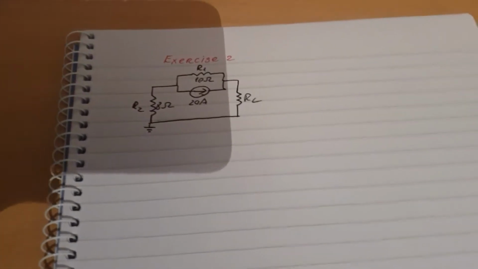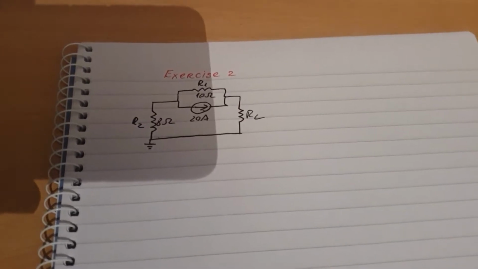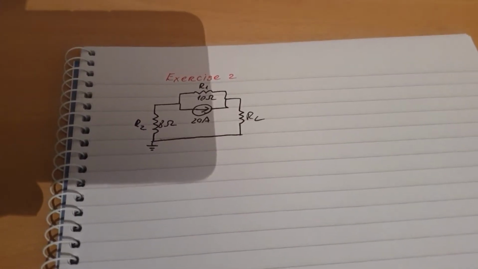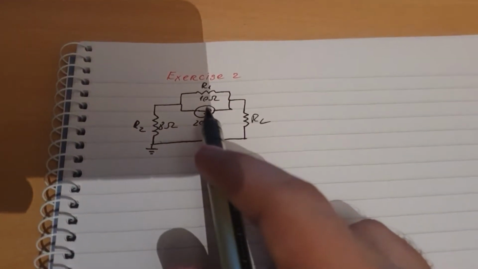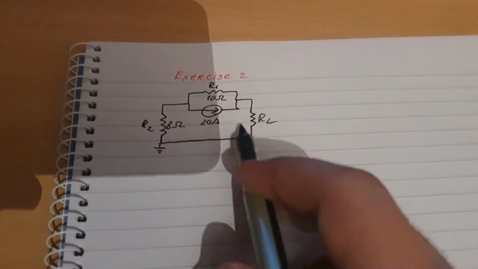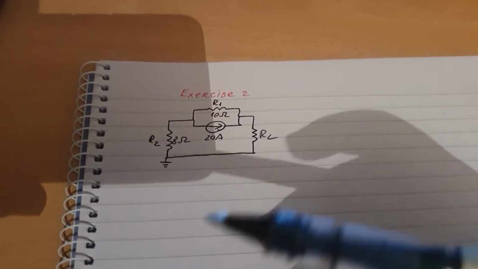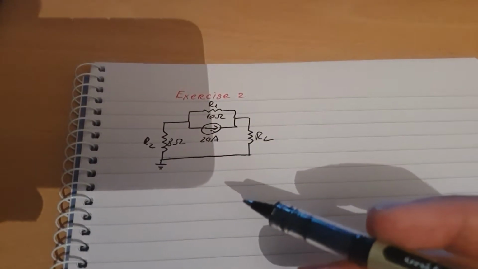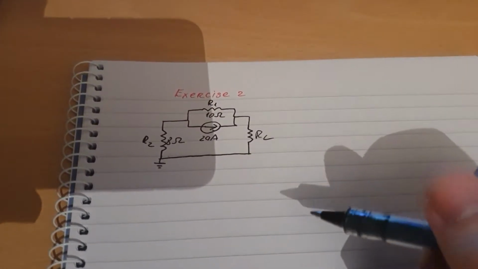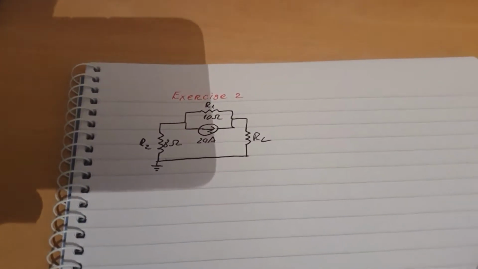Alright, now let's go through exercise number 2. In exercise 2, I decided to use a different shape, to make it a bit more confusing, by changing the direction, making it seem like all the current will go through here, which means it seems like IN will be equal to 20, even though that is not the case. Anyway, let's get started.